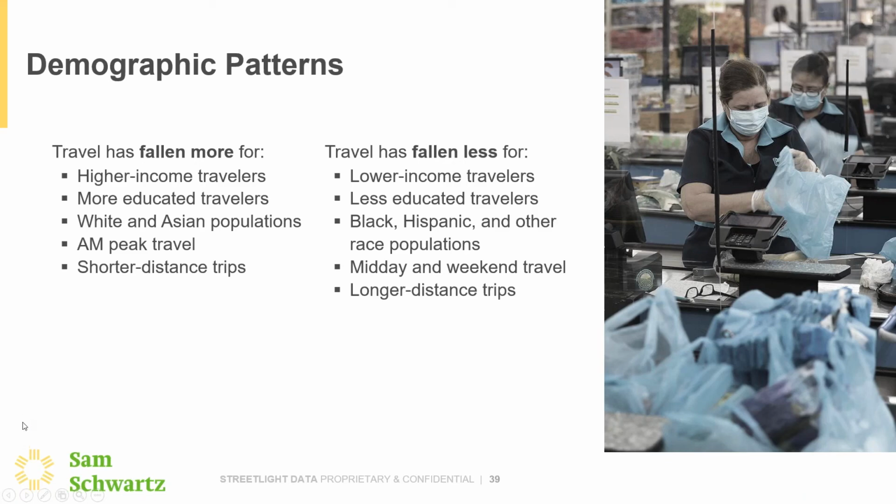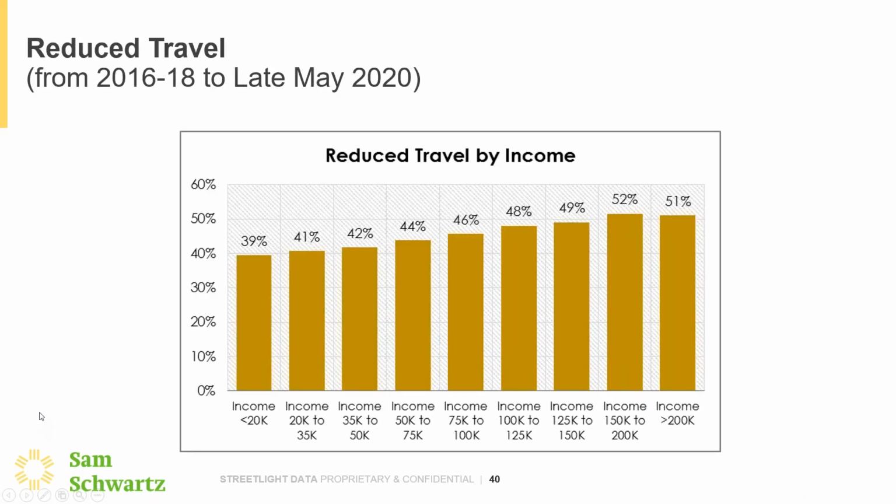We also see a greater reduction in travel for more educated travelers, white and Asian populations, morning peak commuting, and shorter trips. And then on the other hand, travel has not fallen as much for lower income travelers, less educated travelers, Black, Hispanic, and other populations, midday and off-peak and weekend travel, and also long distance trips. We think that these are more likely to be representative of the essential workers.